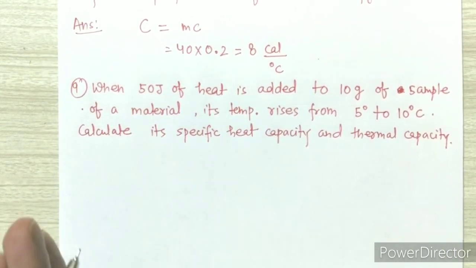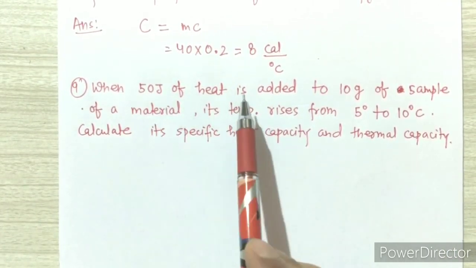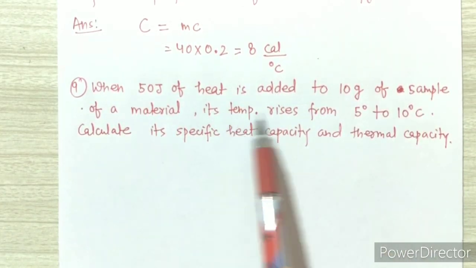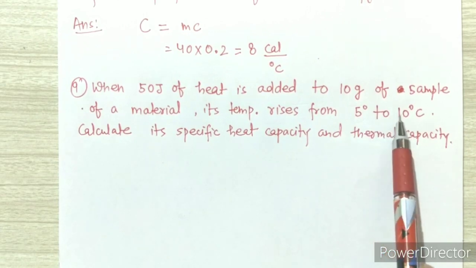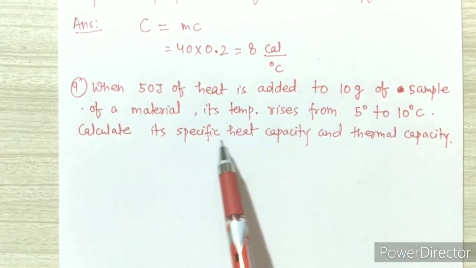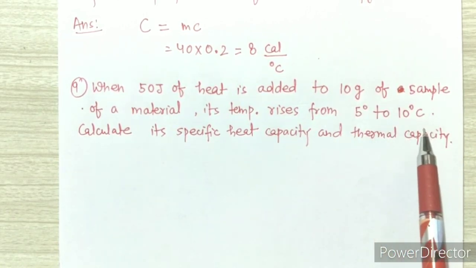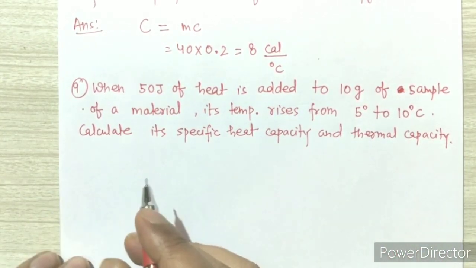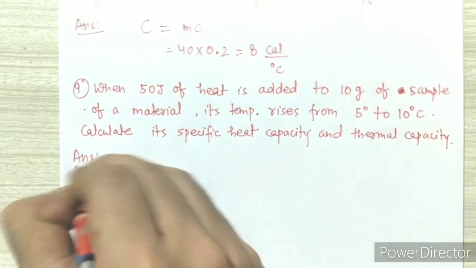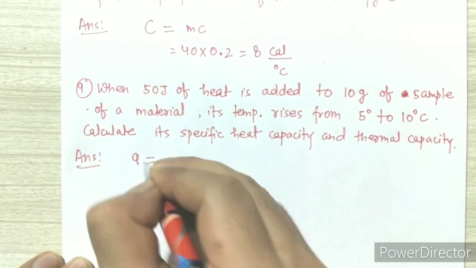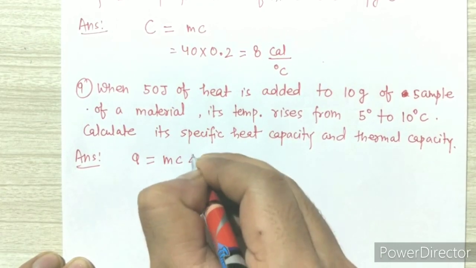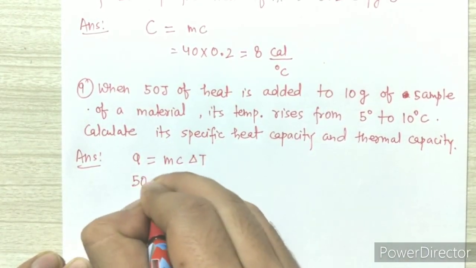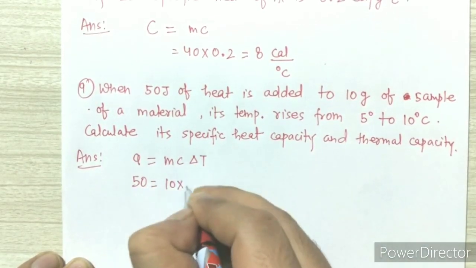Now let's see question number 9. When 50 joule of heat is added to a 10 gram sample of a material, its temperature rises from 5 degree to 10 degree Celsius. Calculate its specific heat capacity and thermal capacity. In this question we have to find small c as well as capital C. Heat given or taken from a system is equal to mc delta T, and in this case Q is given as 50. So 50 equals mass 10 into small c into delta T.